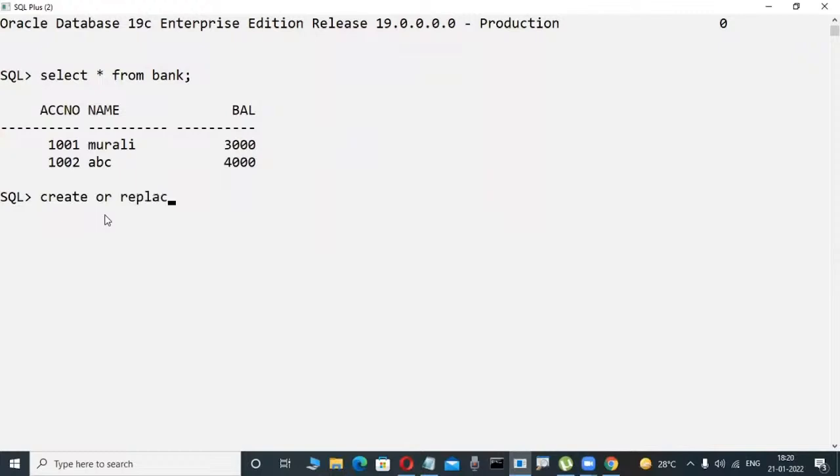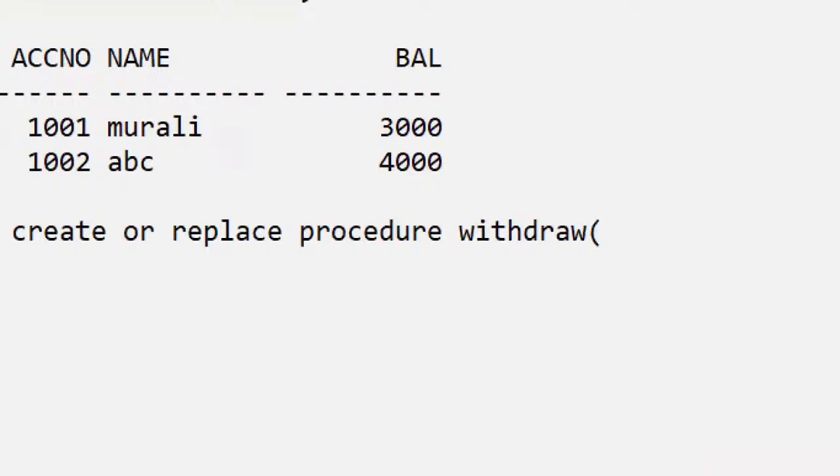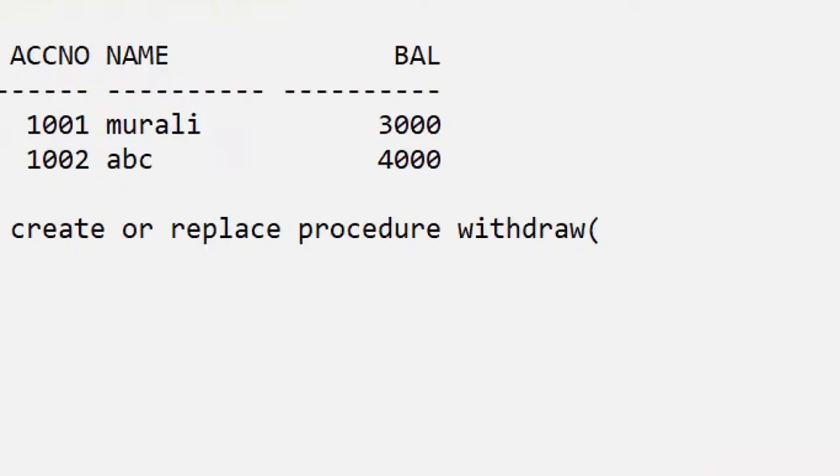I am writing a procedure: create or replace procedure. Observe the execution. My procedure name is withdraw. Slowly observe here, this is the table. In my project, I try to implement one small scenario, only withdraw. Actually, in a big package, withdraw, deposit, and all the things are written in real time, but for now I'm giving only a small task in a procedure.